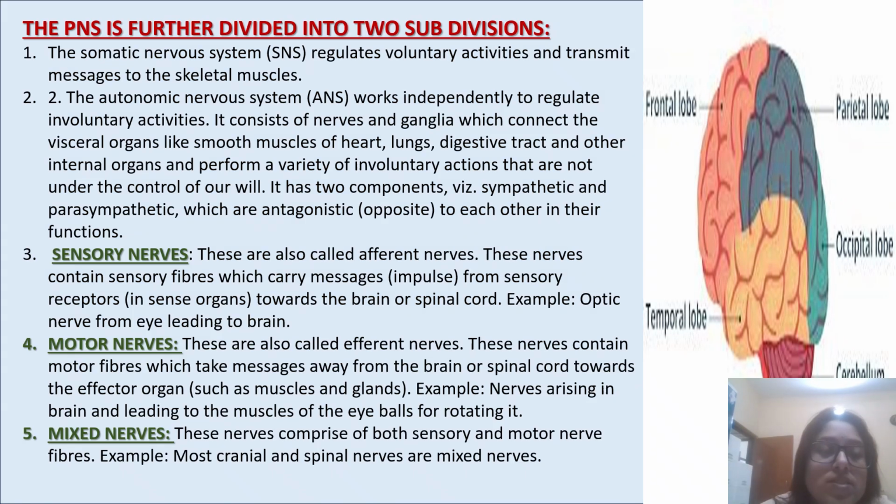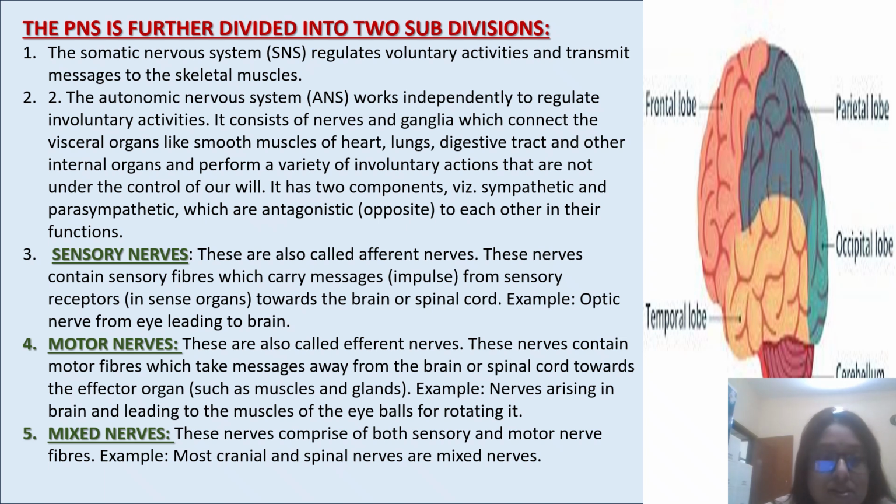Next, the peripheral nervous system is further divided into two subdivisions: the somatic nervous system, which regulates voluntary activities and transmits messages to skeletal muscles, and the autonomic nervous system, which works independently to regulate involuntary activities. It consists of nerves and ganglia which connect the visceral organs like smooth muscle of the heart, lungs, digestive tract, and other internal organs, and performs a variety of involuntary actions that are not under the control of our will. It has two components, sympathetic and parasympathetic, which are antagonistic to each other in their function.